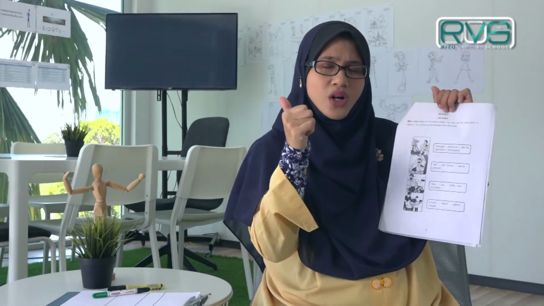So let's go through this paper and see what is the instruction. Okay, write a story based on the picture below. You see, picture. You may use the words given to help you. Your writing must be between 80 to 100 words. Okay, so the first tip, you must always read the instructions. So then only you can understand what the examiner wants in your essay. Okay, now going to tip number 2.